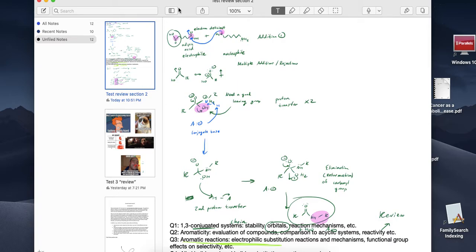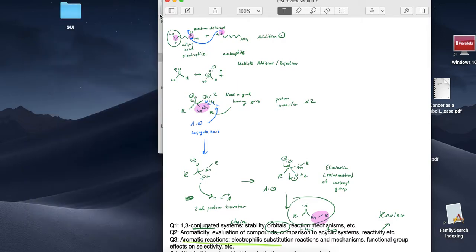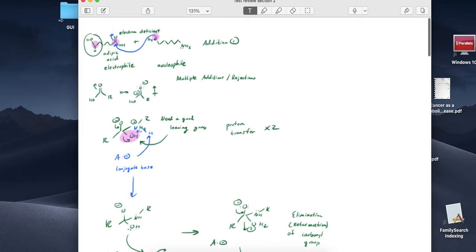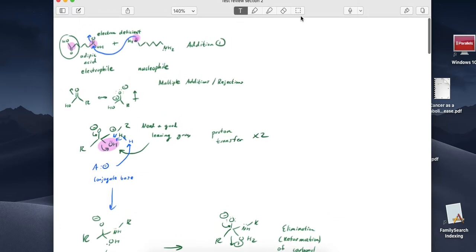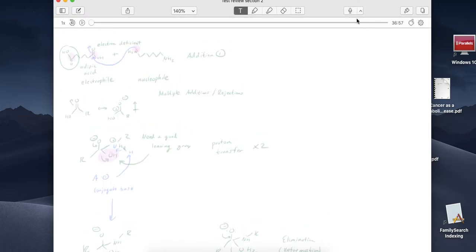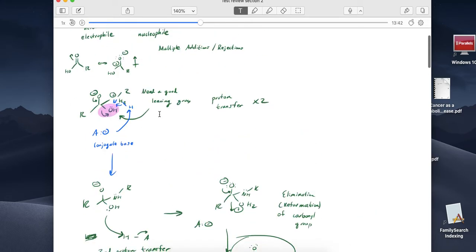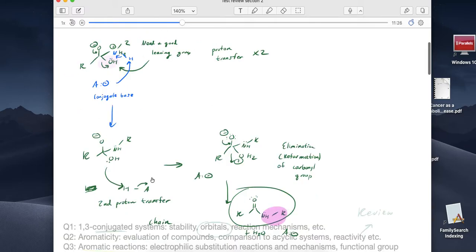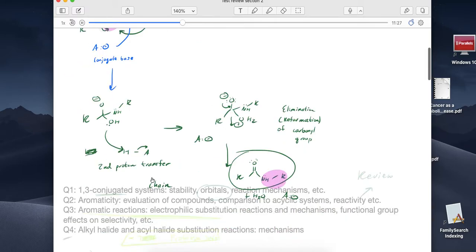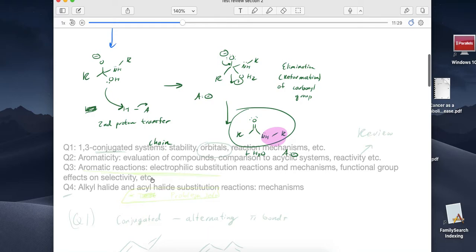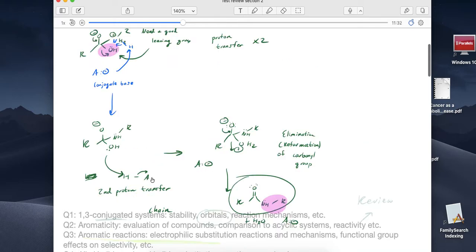Now, where did we get to on this? Let's go back to over here. I think that should be good. How do I want to draw that? So replacing the hydroxide with the amine group and its carbon chain.